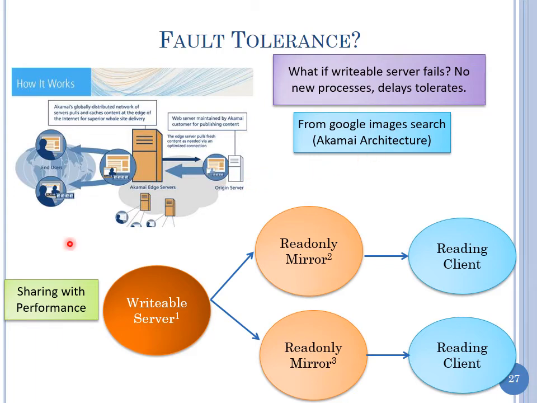So we went from Google Images to the Akamai architecture, which is meant for sharing with performance. The sharing occurs off a particular server, and it may or may not have multiple agents writing to it. So we don't want to add new processes, and we do want to recover from this. So what might we be doing to allow that to happen in the server?